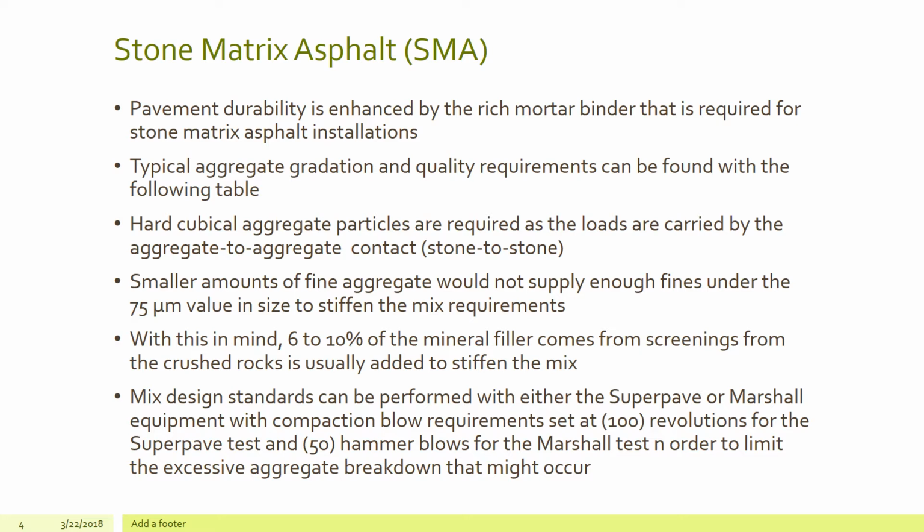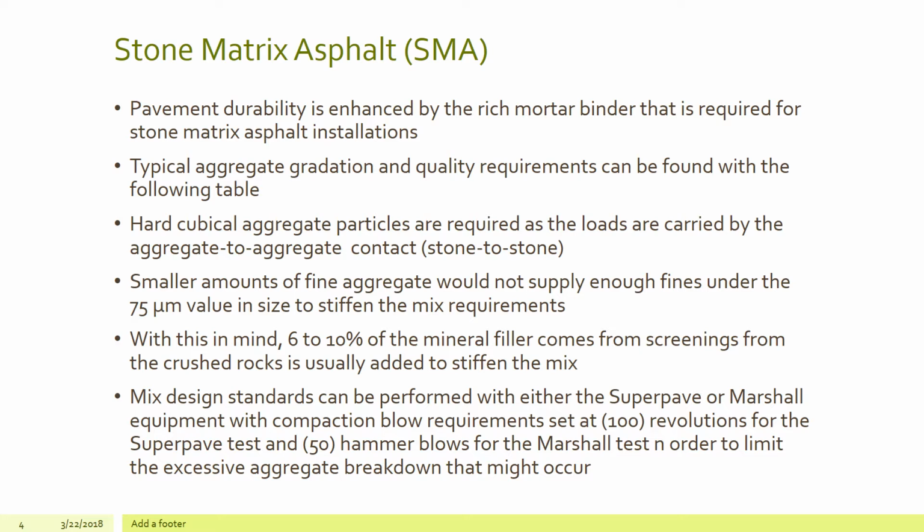Smaller amounts of fine aggregate would not supply enough fines under the 75 micron size to stiffen the mix requirements. With this in mind, 6 to 10% mineral filler, which comes from the screenings from the crushed rocks, is usually added to stiffen up the mix that we have.